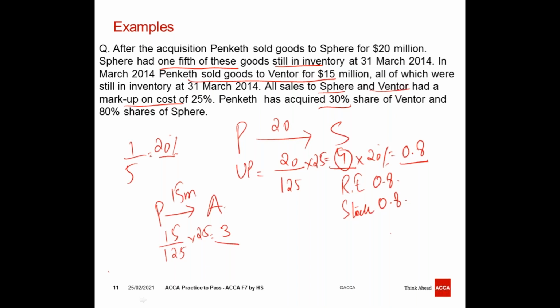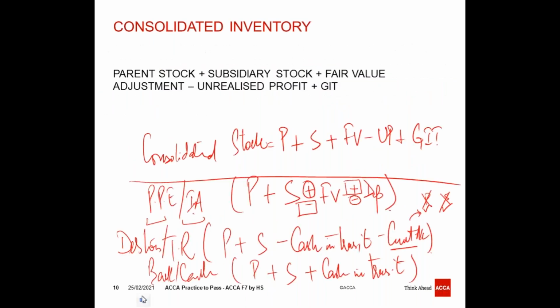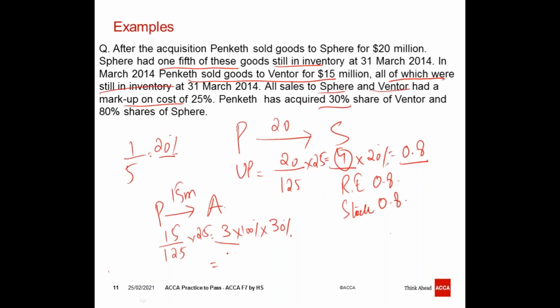So 3 million is the profit that we have earned, and it says that all of which were still in the inventory. It means 100% is still held in the inventory. But for the associate, you need to apply the associate percentage as well. The amount will be 0.9. Sorry, 0.9. The accounting entry should be retained earnings debit by 0.9 and credit should be investment in associate by 0.9.